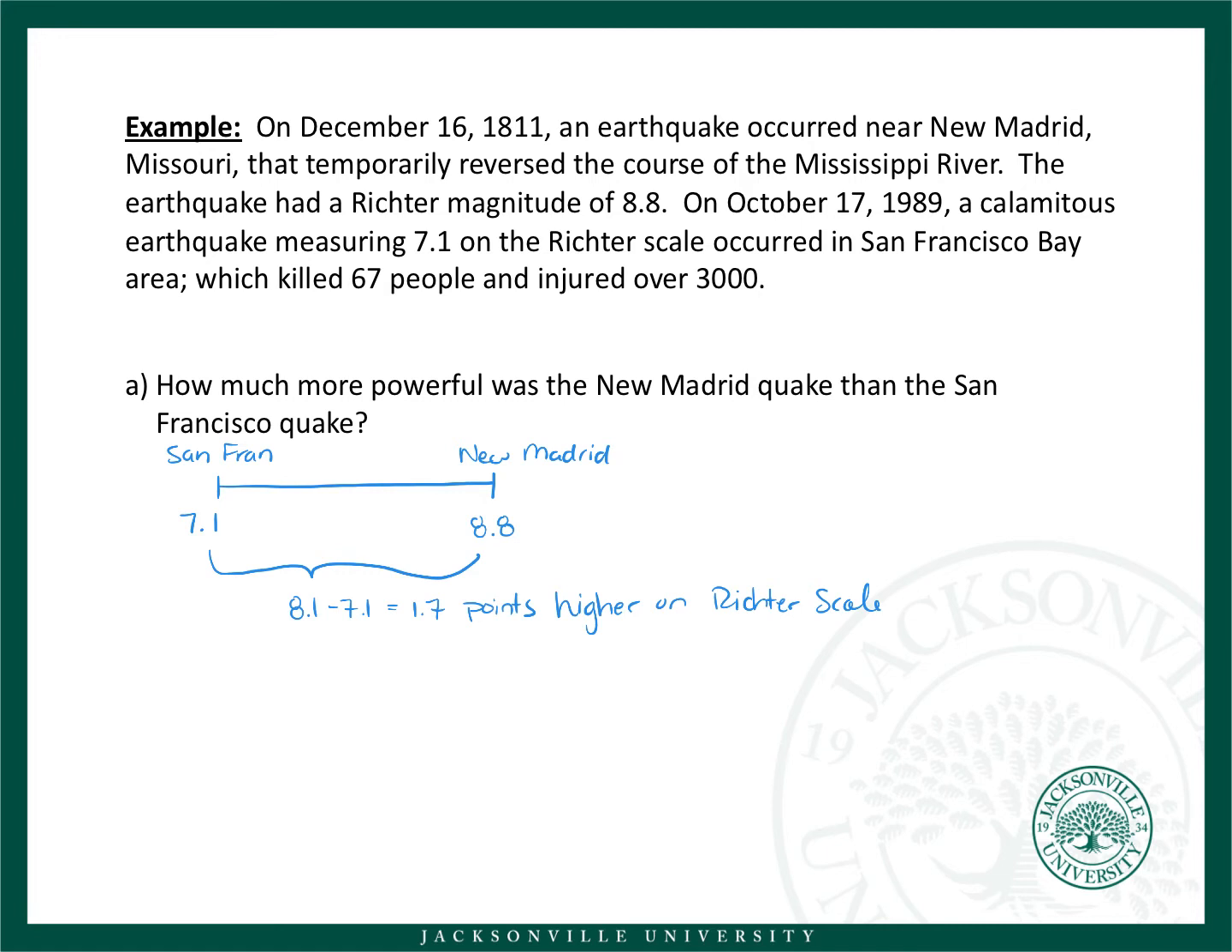So I want you to imagine that. What this means is that the New Madrid earthquake was 10 to the 1.7 times stronger. If you put 10 and raise it to the 1.7 on your calculator, that means the New Madrid earthquake was actually about 50 times stronger, more intense, or more severe than the San Francisco earthquake. Okay, let's consider another question.